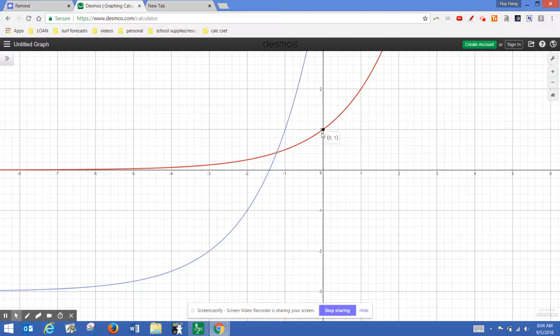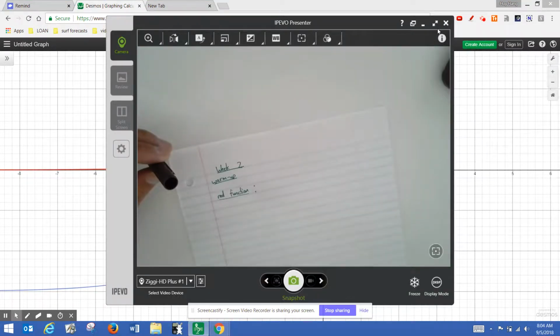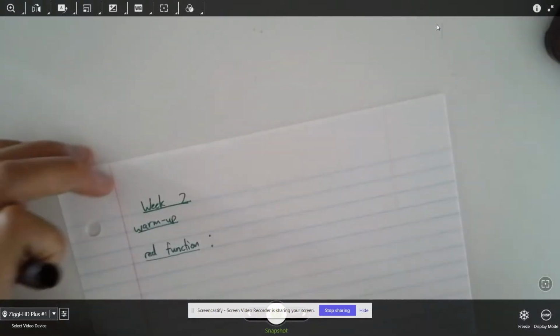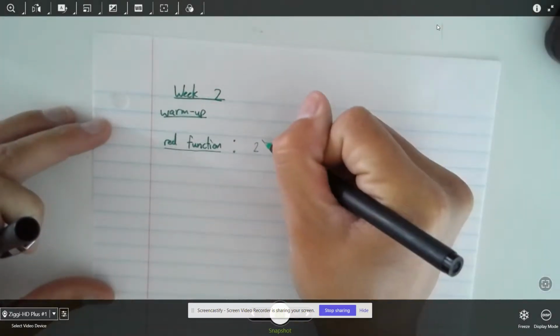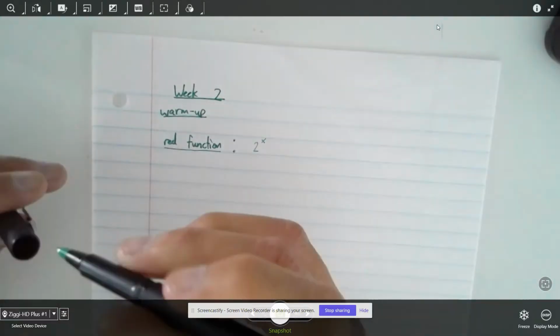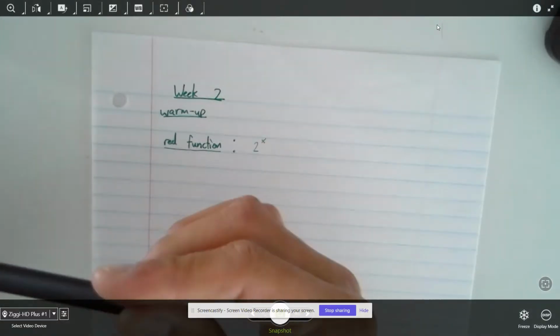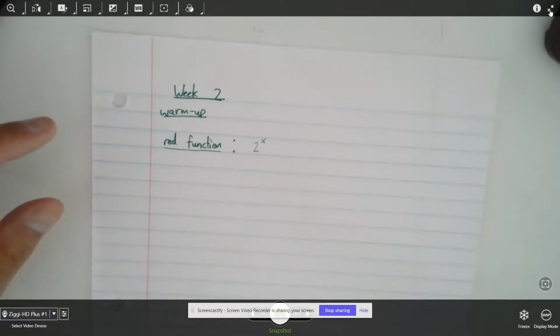Would it help if I gave you the red line first? Okay. So the red function is base 2 to the x power. With that, can you find me the function that is the blue line?